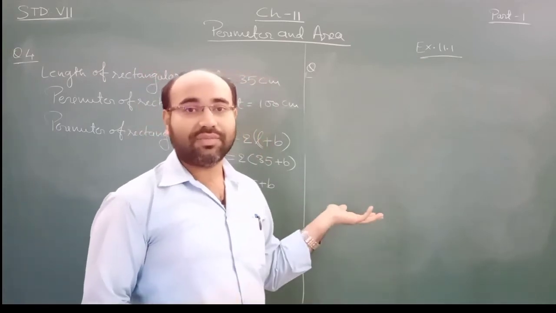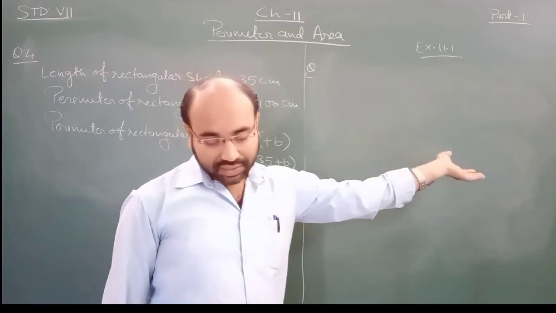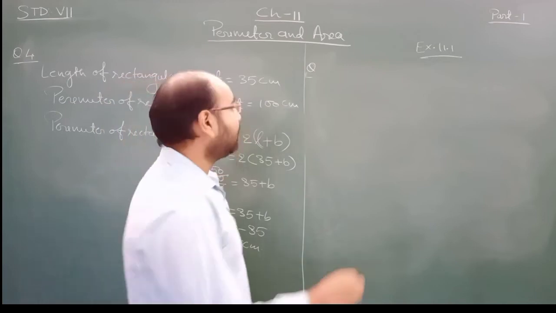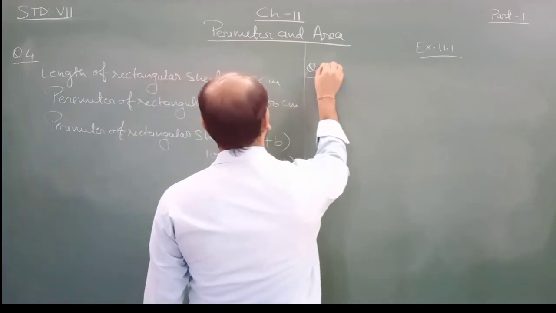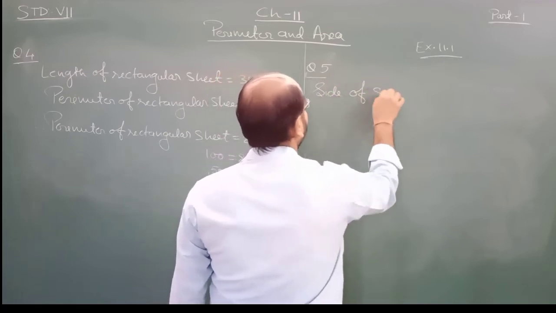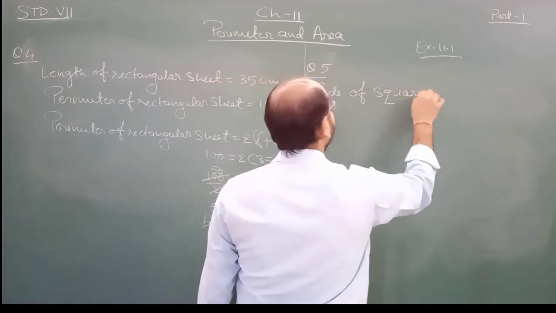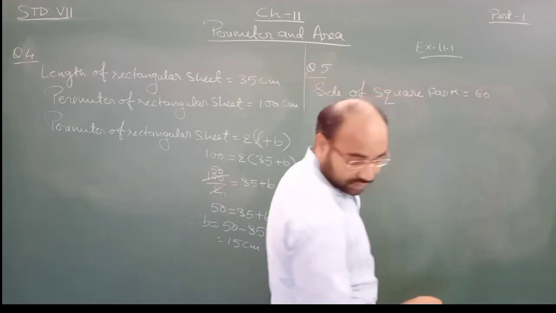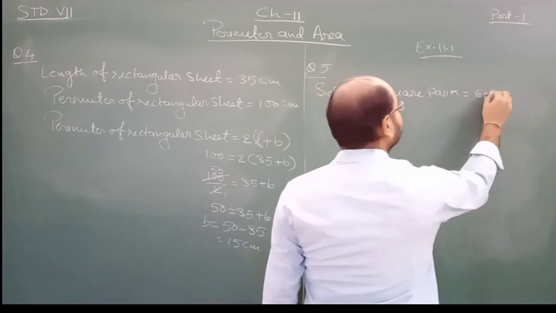तो दोनों का एरिया सेम आएगा. फिर उसमें से लेंथ दिया है and breadth we have to find out. Okay. So first question number 5. So side of square park is equal to 60 meter.